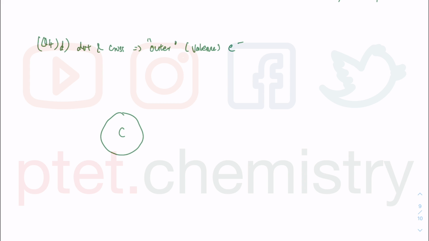On to the last part of this question 4. This is part D. This is just dot and cross, and very importantly, they just want you to show outer, meaning valence electrons only. So they provided you with circles. I will not draw the circles, I think. Do I want to draw the circles? Okay, maybe I'll draw the circles just to be in line with the question.